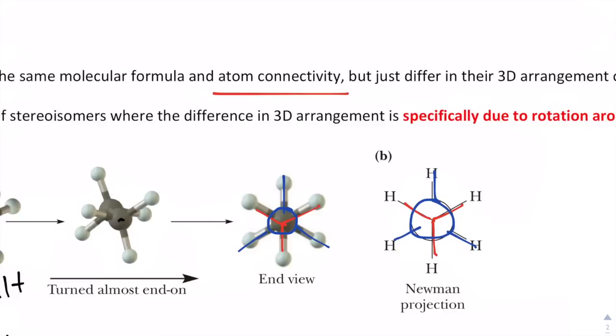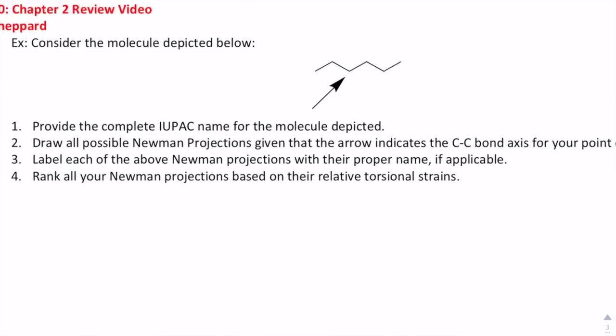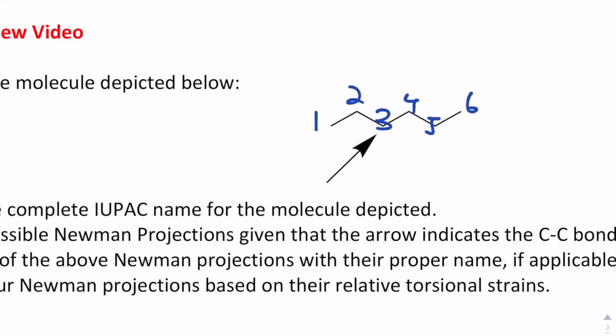All right, so I hope that makes sense on how we got from that line angle notation to the Newman projection. So now let's look at an example of these Newman projections. For part 1, it says provide the complete IUPAC name for the molecule depicted. So it looks like just a plain carbon chain, so if I were to number it as such, we clearly get a 6-carbon chain, so that would be hexane.